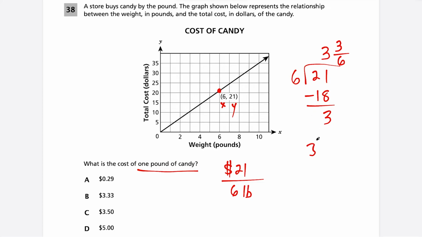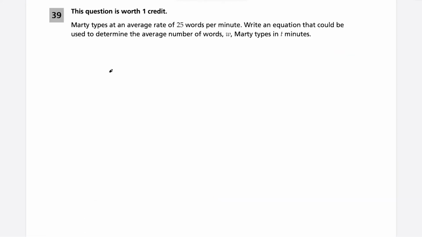So I'll just make that neater. So we have 3.5, and that's the same thing as 3.5. But if I write this in terms of money, this is $3.50 per pound. So then this tells us that our solution here is choice C. Question 39, Marty types at an average rate of 25 words per minute. Write an equation that could be used to determine the average number of words W Marty types in T minutes.